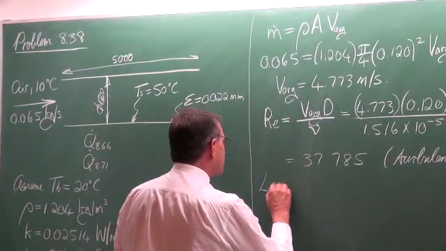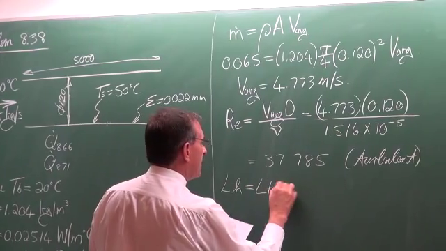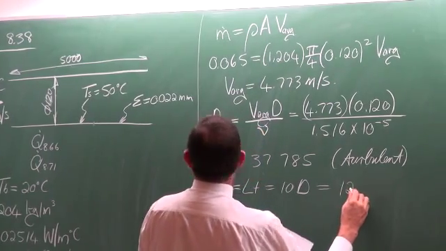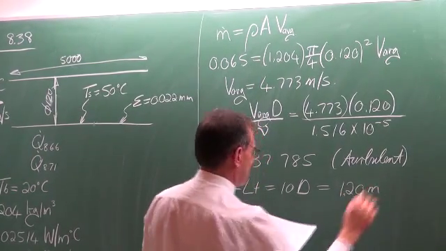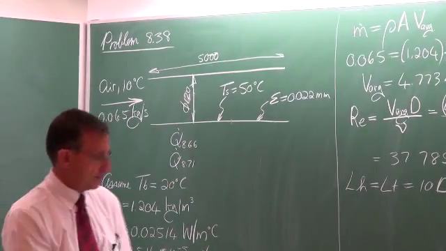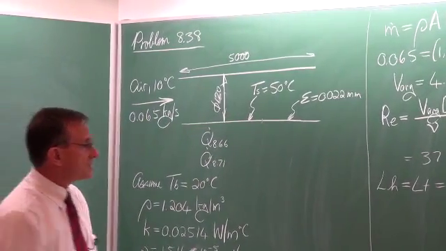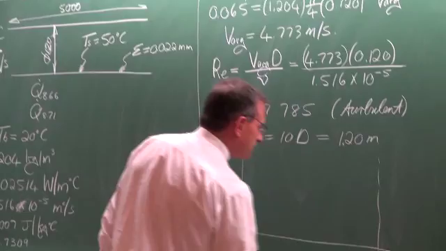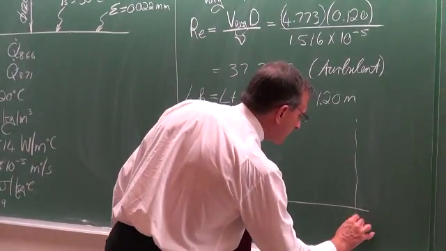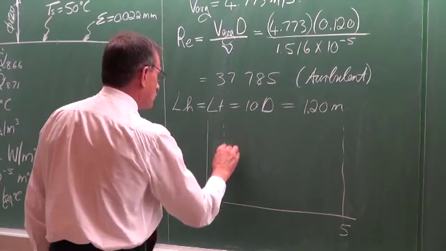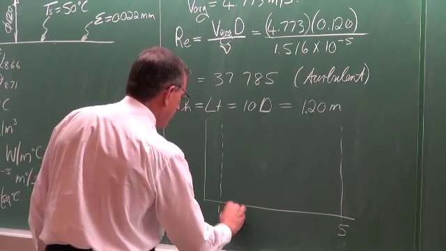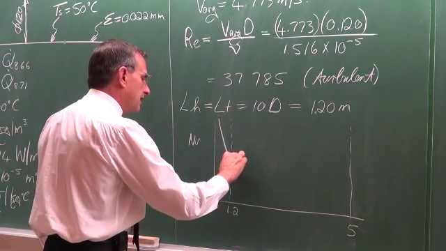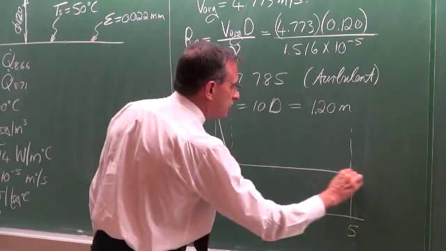Let's look at the developing lengths. The developing length would be equal to 10 diameters, which would be equal to 1.2 meters. Okay, 1.2 meters. So in terms of this tube, which has a length of 5 meters, it would take about 1.2 meters before the flow is fully developed. So we will have something like that up to that point, and from there on it would be constant.